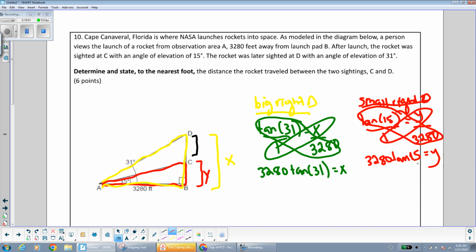And now that I have X and Y, I can subtract them to find CD. So CD is equal to X minus Y. So it's equal to 3280 tangent 31 minus 3280 tangent 15. I'm going to type this into my calculator, and since this is my final answer, the distance between C and D, I am going to round according to the question, which is to the nearest foot, which means the nearest whole number.